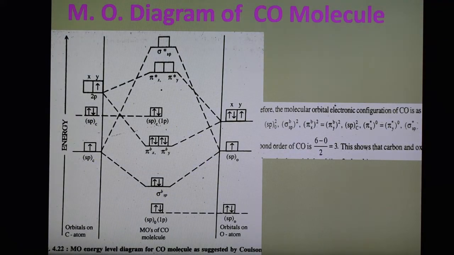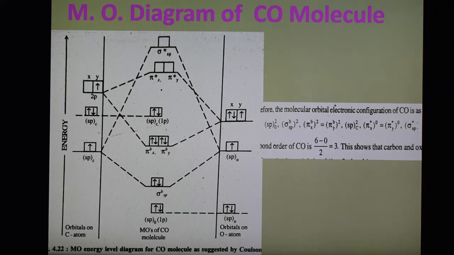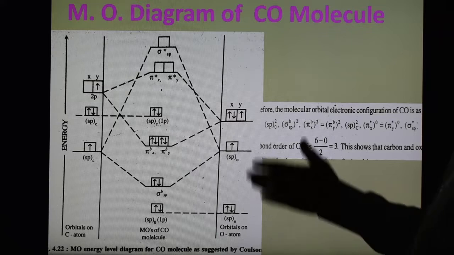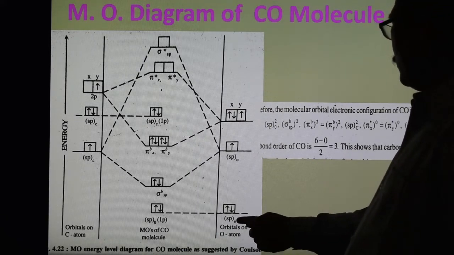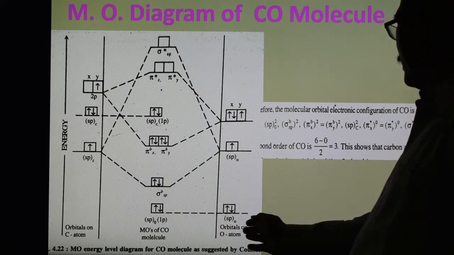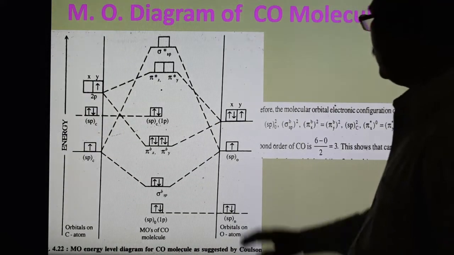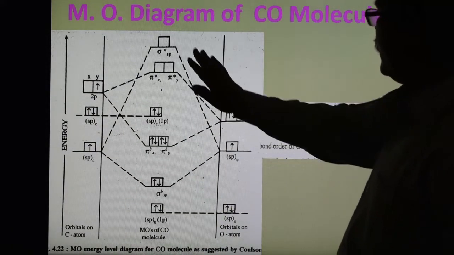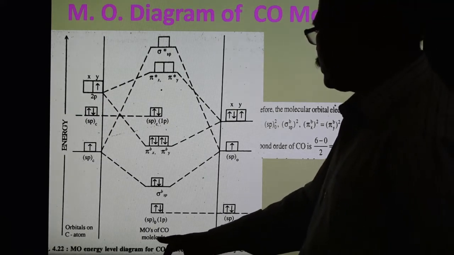So this is the MO diagram for carbon monoxide, suggested by the scientist Coulson. As we have seen the configuration, here oxygen has sp_o, two electrons are there. This is the compartment for oxygen, this is for carbon. So this part is for carbon and this part is for oxygen, and in the middle is carbon monoxide. Again, the atomic orbitals are on the sides and the molecular orbitals are shown in the middle.